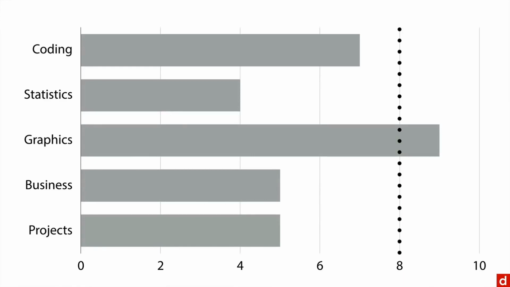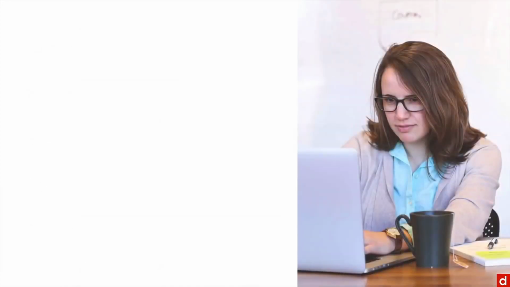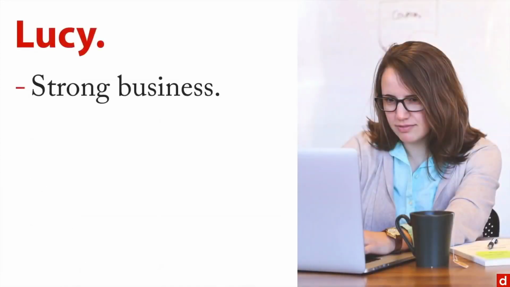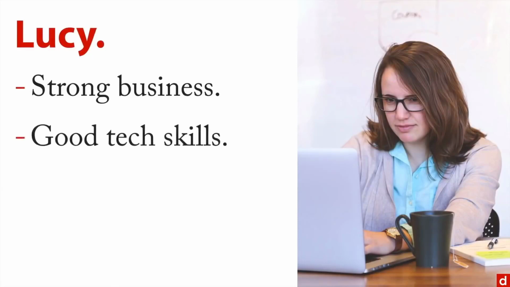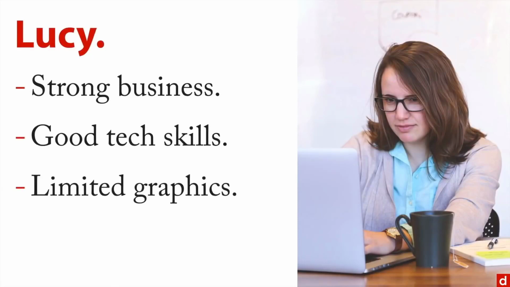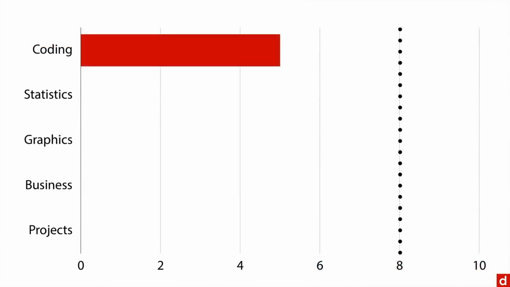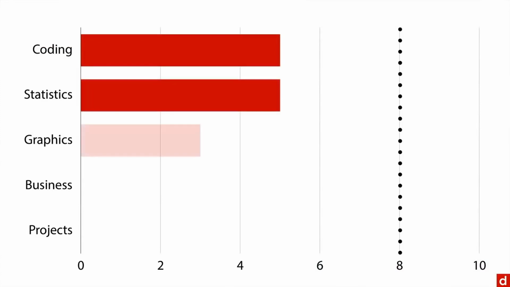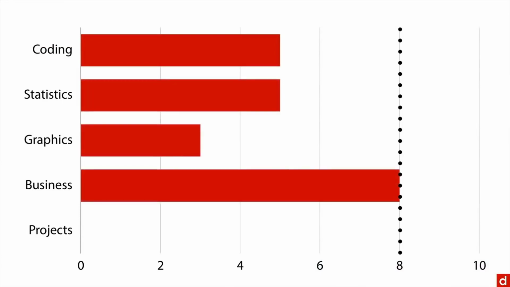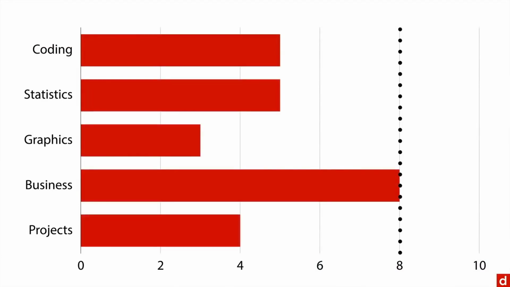On the other hand, let's pair him up with somebody else. Let's take a look at Lucy. Lucy has strong business training, has good tech skills, but has limited graphics. And so if we get her profile on the same chart, there's coding, pretty good. Statistics, pretty good. Graphics, not so much. Business, good. And projects, okay.